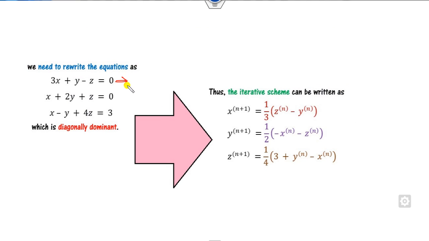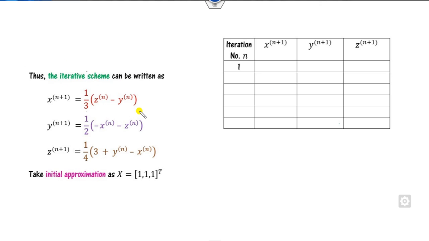I can find the value of X1 from here, X2 from the second, that is Y from the second, and Z from the third. Then our target is to complete this. I can start with any initial approximation. Let's say this time it is 1, 1, 1. So if I substitute here, what is the value of this? 0. If I substitute here, it is minus 1.